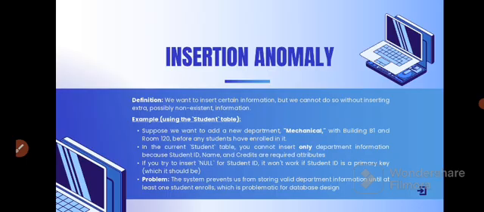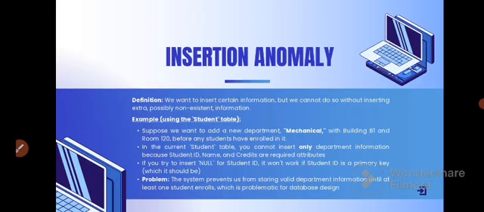First, insertion anomaly. This occurs when we try to insert certain information, but we cannot do so without inserting extra or non-existent information. For example, suppose we add a new department, mechanical, with building name B1 and room number 120, before any students are enrolled in it. That means without any student admitted to that mechanical department, we still have to allot the building and room number to the department.